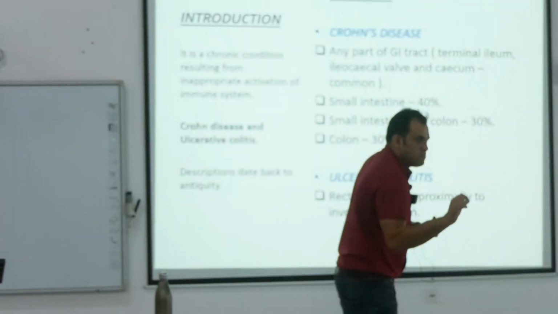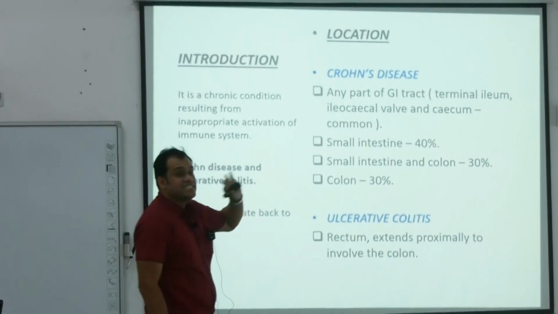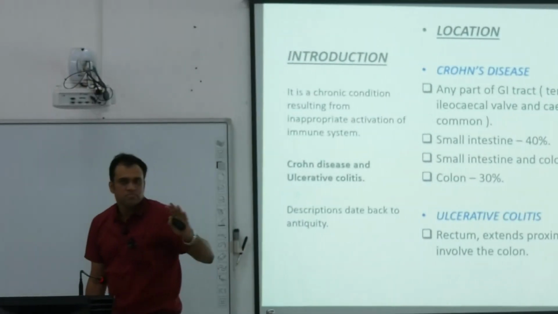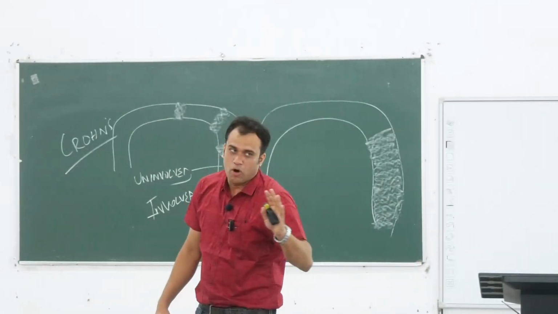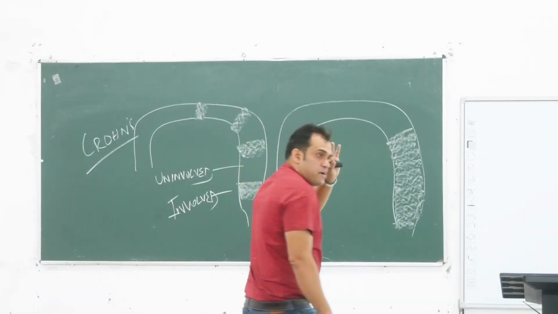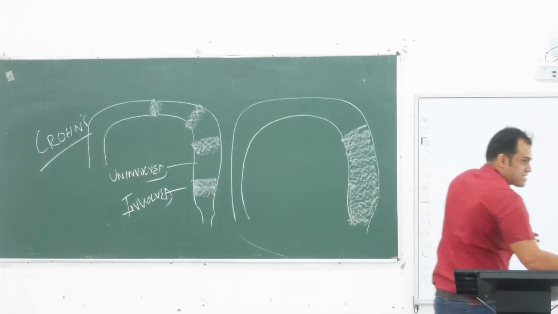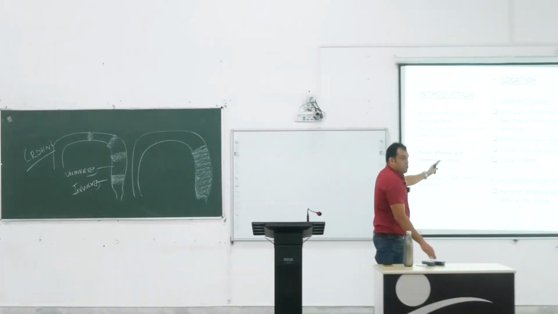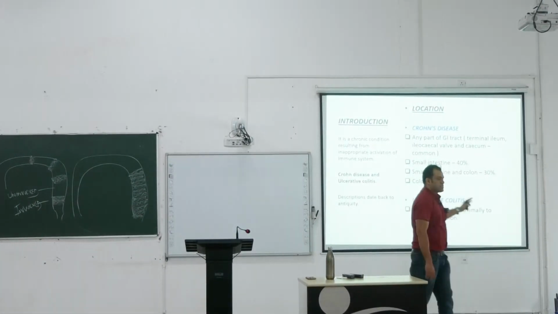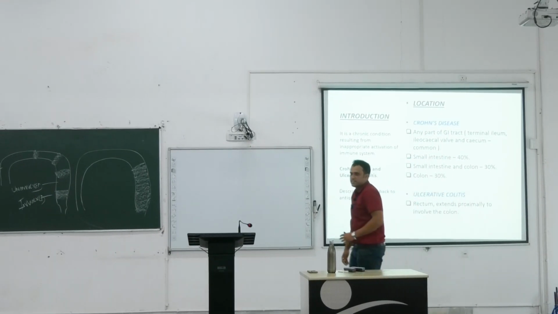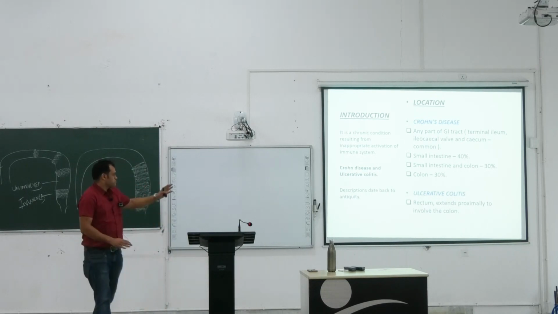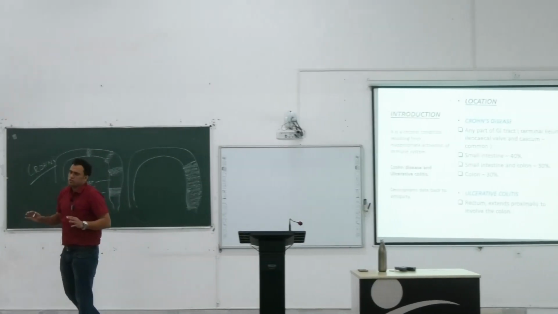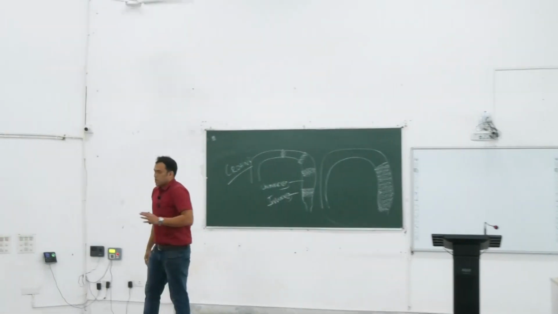But the most common sites are the terminal ileum, ileocecal valve, and cecum. They are common. In 40% of the cases, only the small intestine is involved. Both small intestine and large intestine, predominantly the colon, in 30% of the cases, and in the remaining 30%, only the large intestine, the colon. Rectum can also be involved.